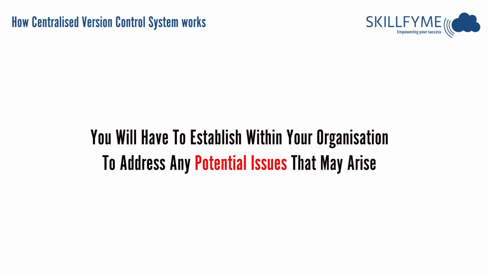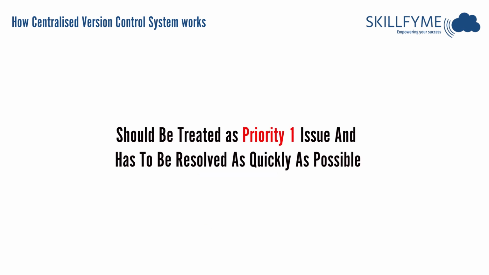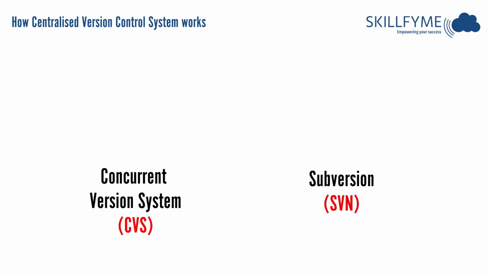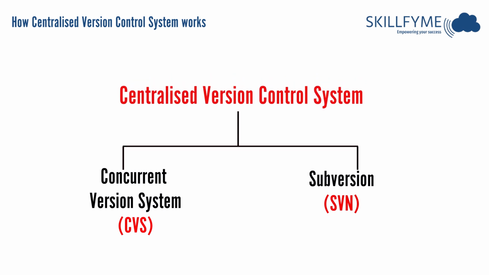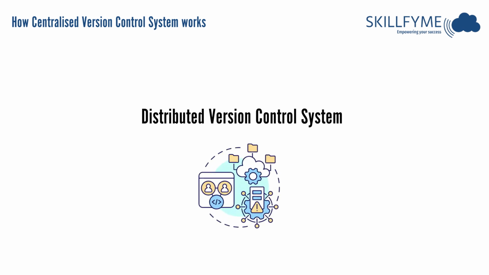You will have to establish some sort of mechanism in your organization that if any issue arises with this centralized version control system, it should be treated as a priority one issue and resolved as quickly as possible. CVS or SVN are examples of centralized version control systems. To overcome all these disadvantages, people came up with another solution, and that was the distributed version control system.